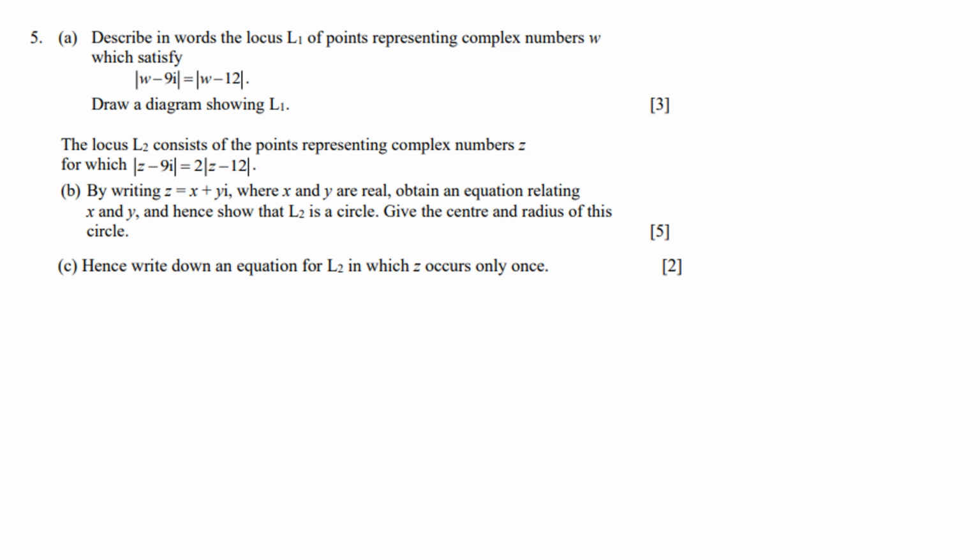Right, basically, that is saying, you'll have probably been told... So W, let's call him Wally. The difference between Wally and this complex number, which would be 0 plus 9i, equals the modulus of W minus, let's just write this out first and then I'll say it again.